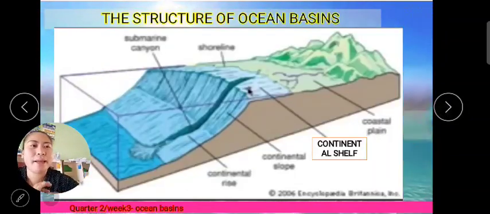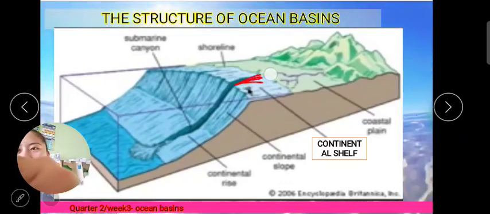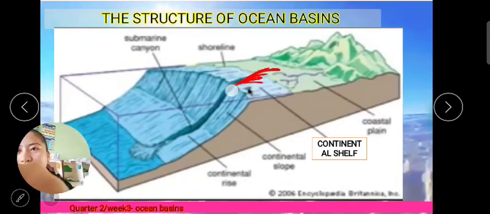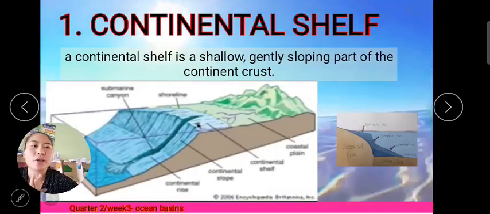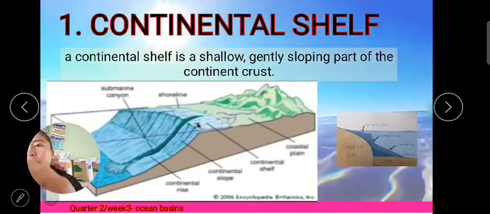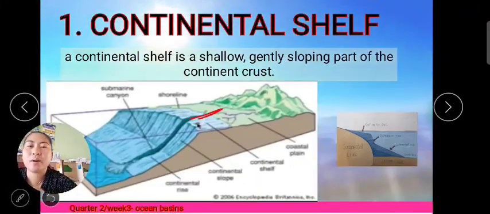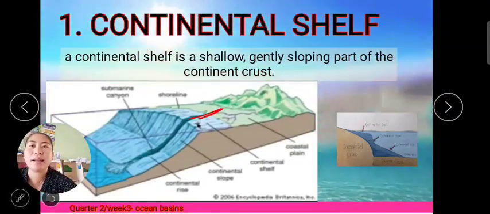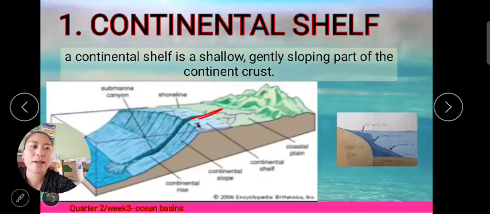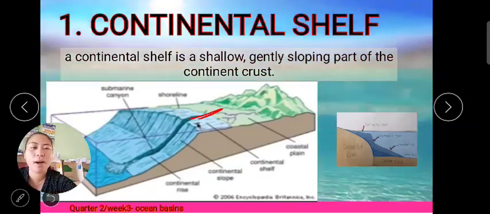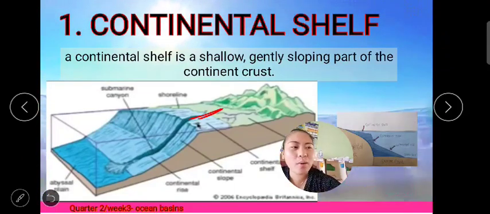The 1 is namely the continental shelf. So, continental shelf is located in this part. So, ayan si continental shelf. When you say continental shelf, this portion is a shallow, gently sloping part of the continental crust. So, the shallow extension of the continents that would be under water. It is shallow water.